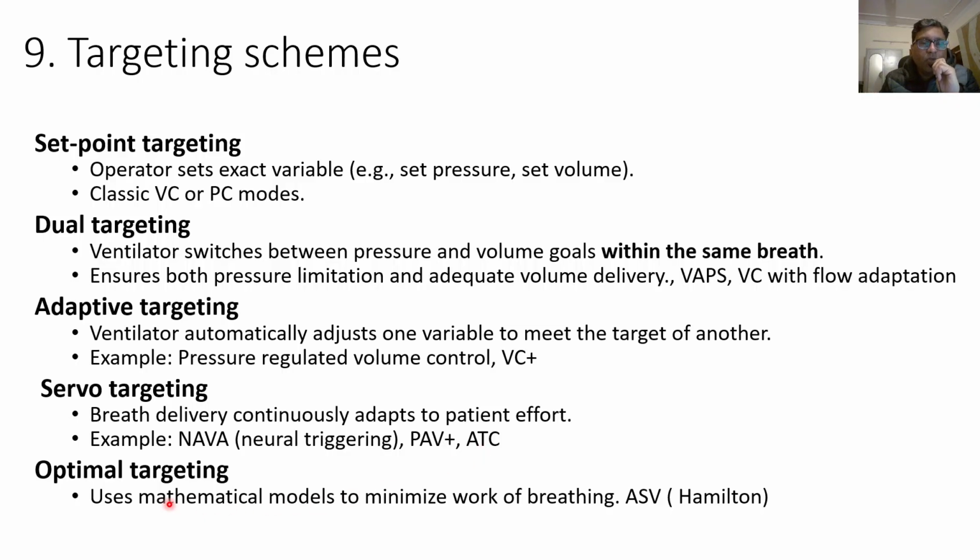Optimal targeting is a sophisticated targeting scheme where the Otis equation is used as a mathematical model to minimize the work of breathing. This is used in the adaptive support ventilation mode in Hamilton.